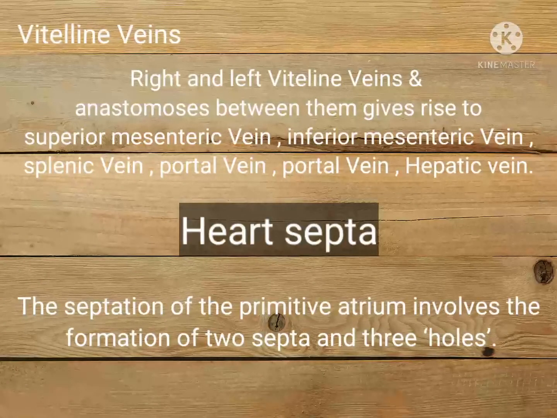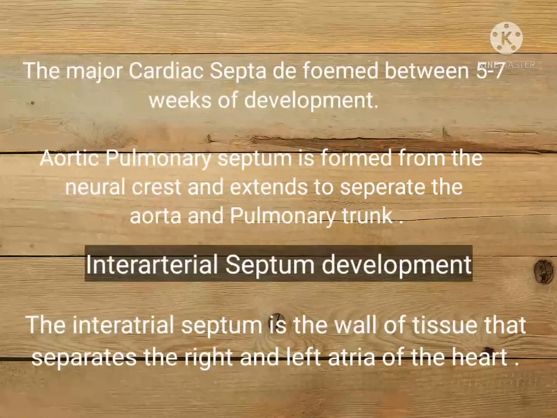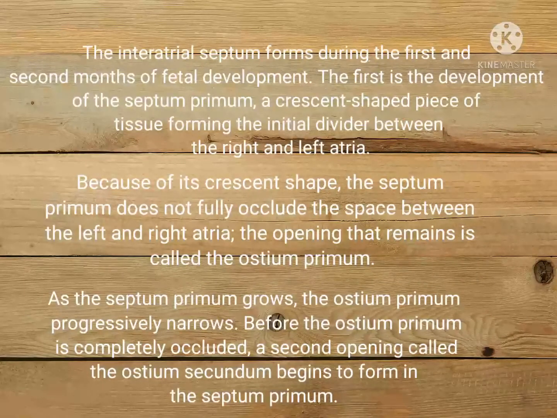Heart septa. The septation of the primitive atrium involves the formation of 2 septa and 3 holes. The major cardiac septa are formed between 5 to 7 weeks of development. Aorticopulmonary septum is formed from the neural crest and extends to separate the aorta and pulmonary trunk. Interatrial septum development. The interatrial septum is the wall of tissue that separates the right and left atria of the heart. The interatrial septum forms during the 1st and 2nd months of fetal development.